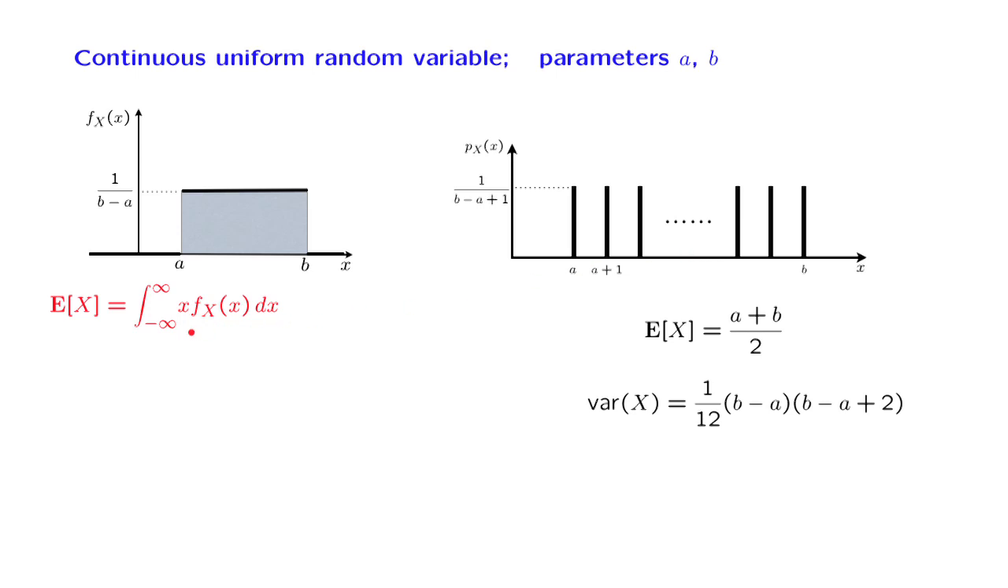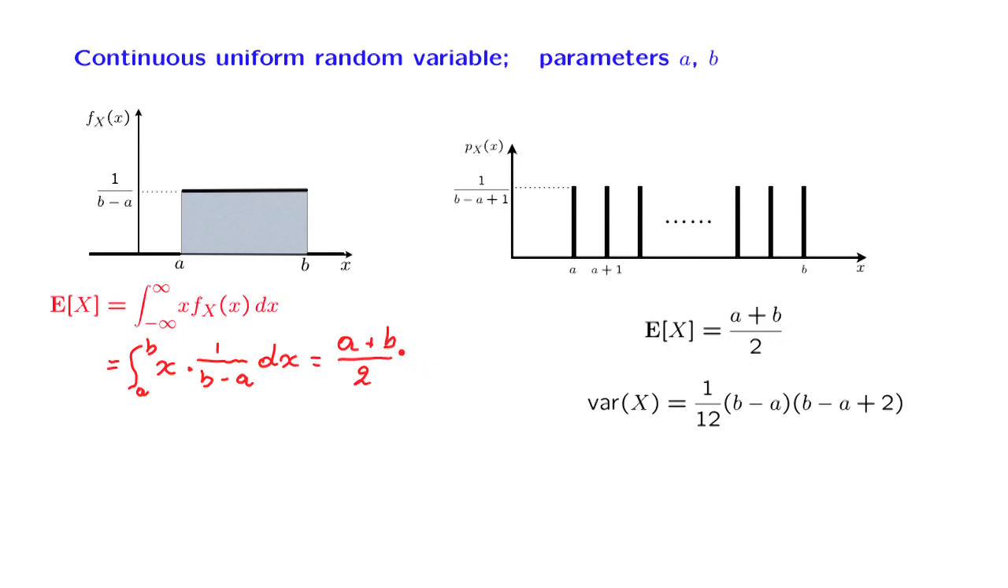The mean is defined as an integral that ranges over the entire real line. On the other hand, we recognize that the density is equal to 0 outside the interval from a to b, and therefore there is going to be no contribution to the integral from those x's outside that interval. This means that we can integrate just over the interval from a to b, and inside that interval the value of the density is 1 over b minus a. We can carry out this integration and find an answer equal to a plus b over 2, which interestingly also happens to be the same as in the discrete case.